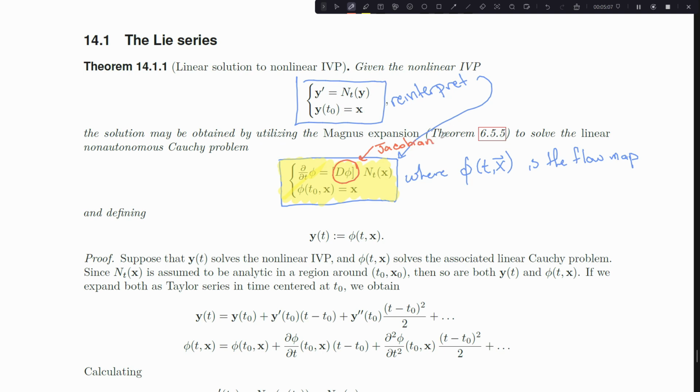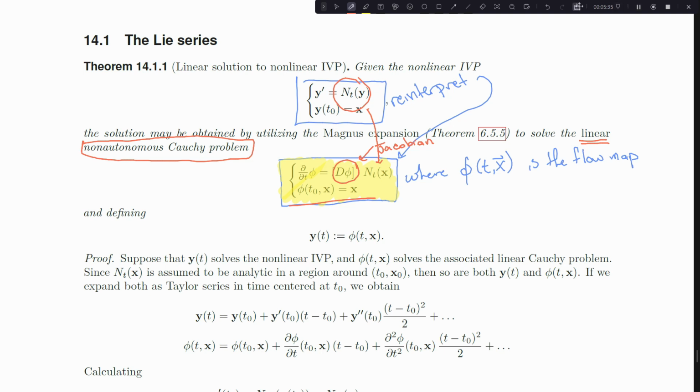So the Jacobian of phi. And then I'm multiplying that by n coming from there, but the n is just on x actually. So I have this interesting partial differential non-autonomous Cauchy problem, but in fact it is linear. So there's a PDE here, but it's a linear PDE, and it is expressed as a Cauchy problem.